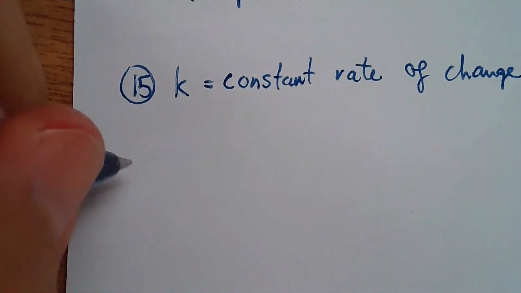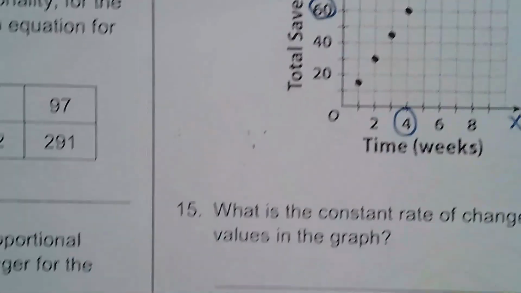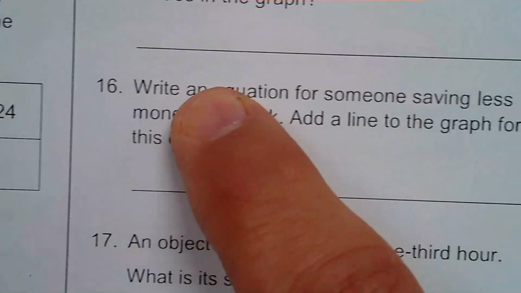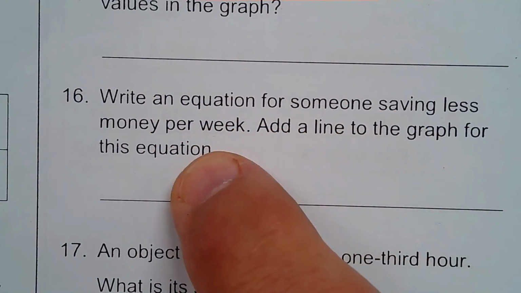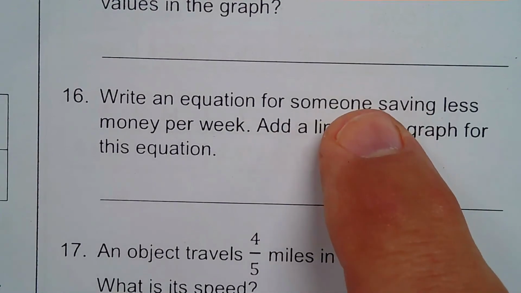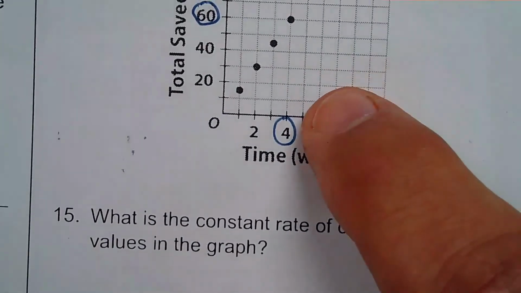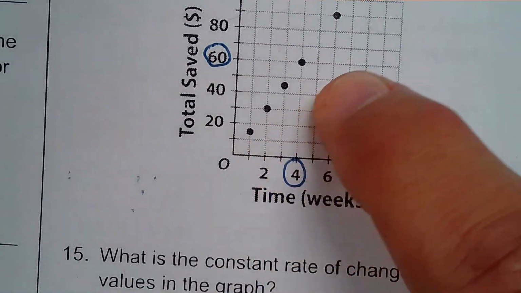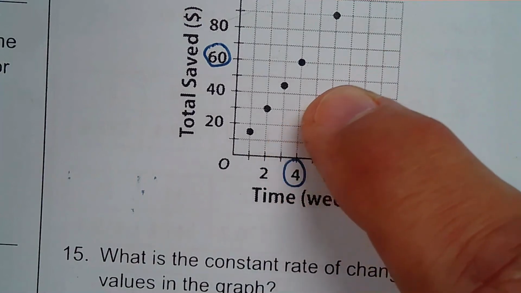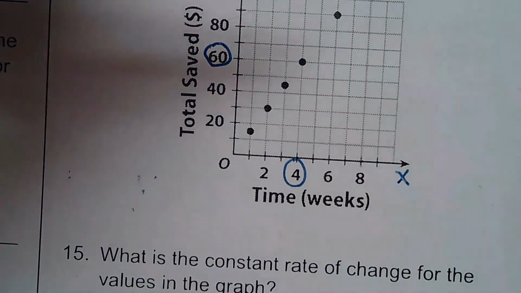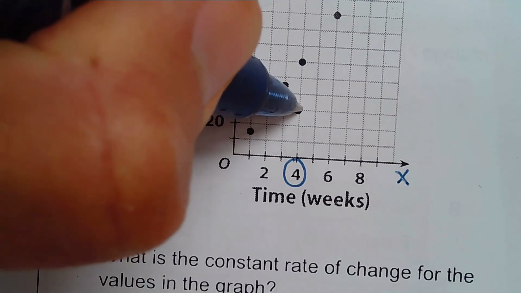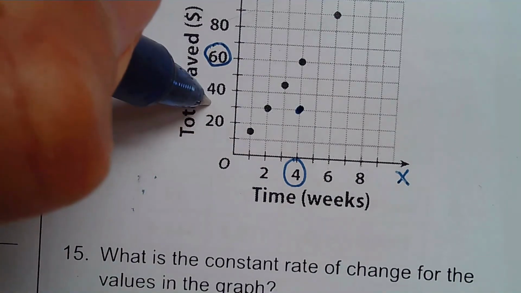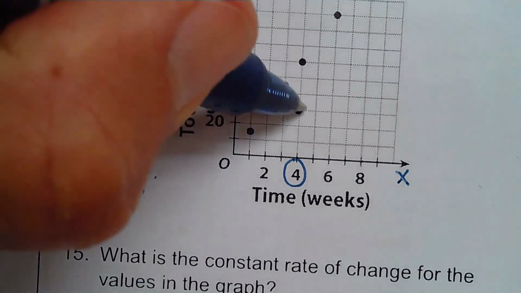And then we have number 16. We have to use the same graph because it says use it for 15 and 16. Write an equation for someone saving less money per week. Add a line to the graph for this equation. So if they're saving less money per week, then we just need a line that goes under this. So I'll just go easy and I'll go right here. And what is that value? 30. So it'd be 30 divided by 4.